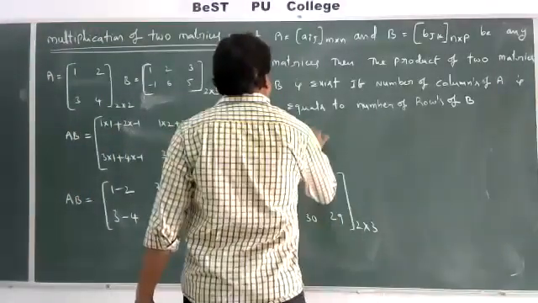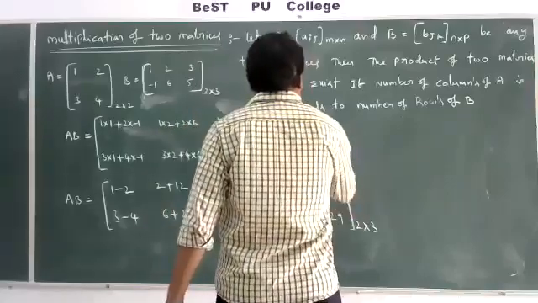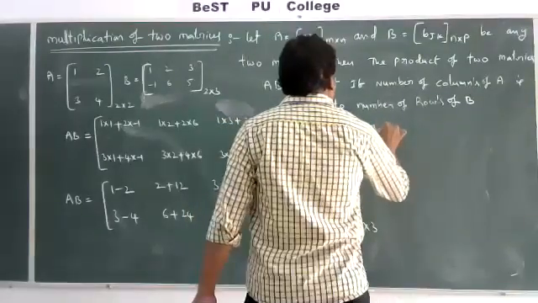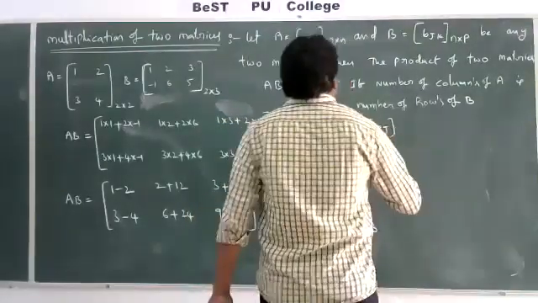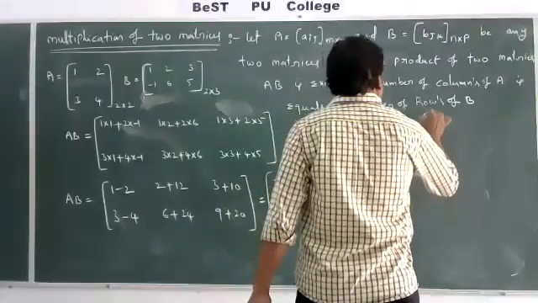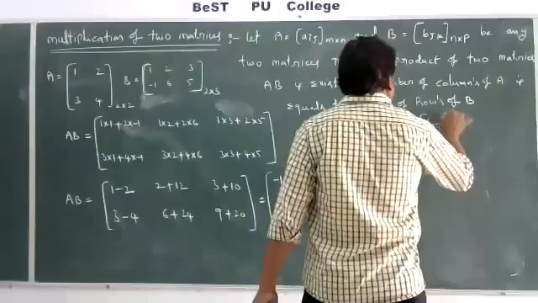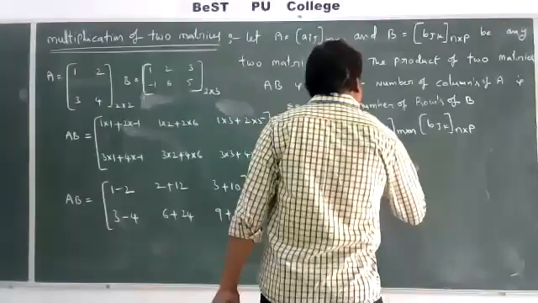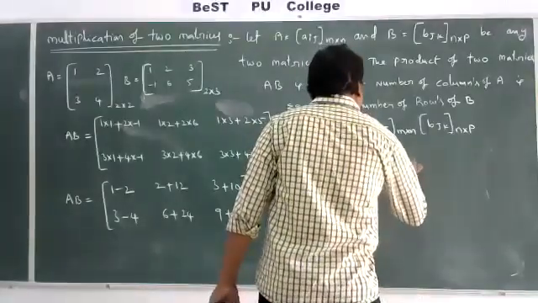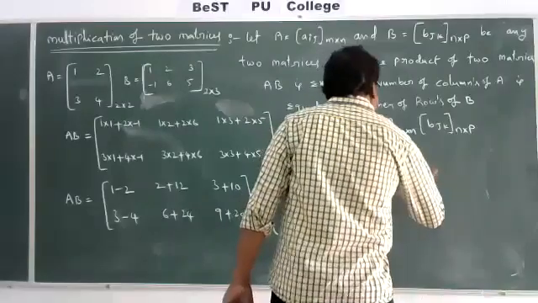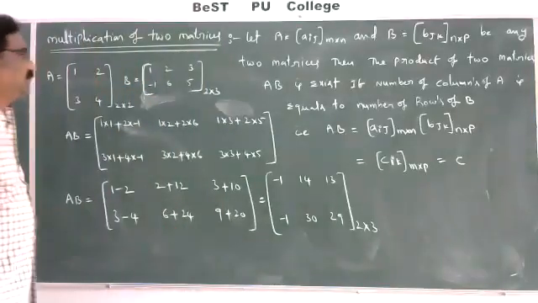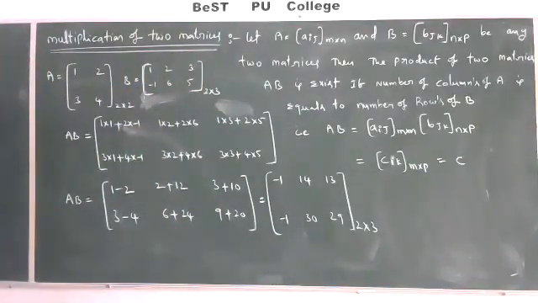That is, AB is equal to Aij m by n times Bjk n by p, then you get Cik, m by p, that is equal to C.